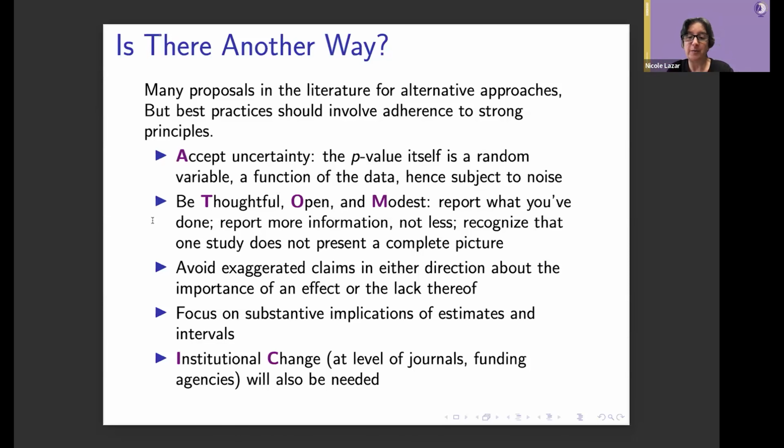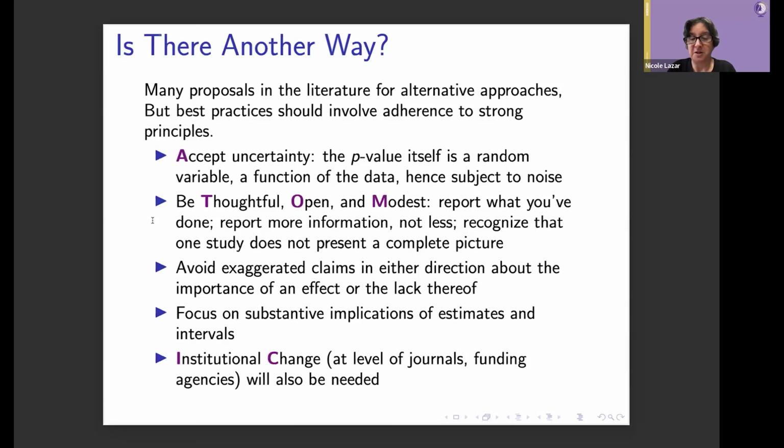What I mean by that is you should report what you've done. Give me more information, not less. If you just tell me you ran a t-test, p-value less than 0.05, you've given me very little information. Give me the p-value itself. Give me the means of the groups. Give me the standard deviations of the groups. Give me the information that I need to really understand the full picture.